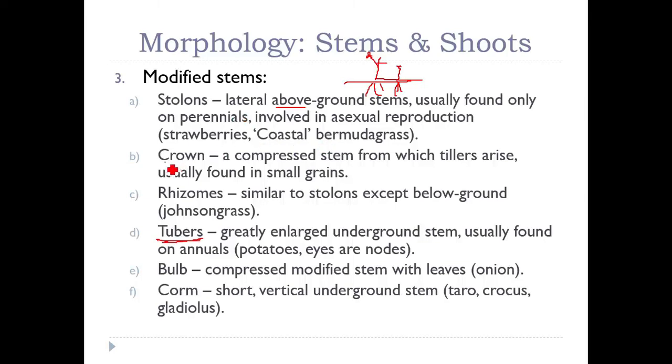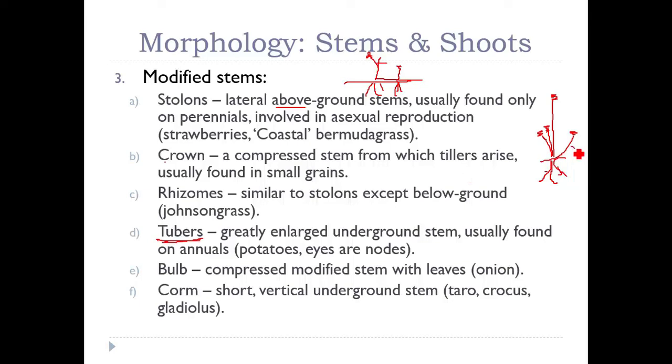A crown is a compressed stem from which you get tillers, usually found in small grains. Again, if we have our plant here with our fibrous root system in this case, and we have our stem, you may get areas here where other plants come up. In this case, you might have a seed head here up at the top. You would have other seed heads on these also, and this is how you get a lot of your extra yield from these plants.